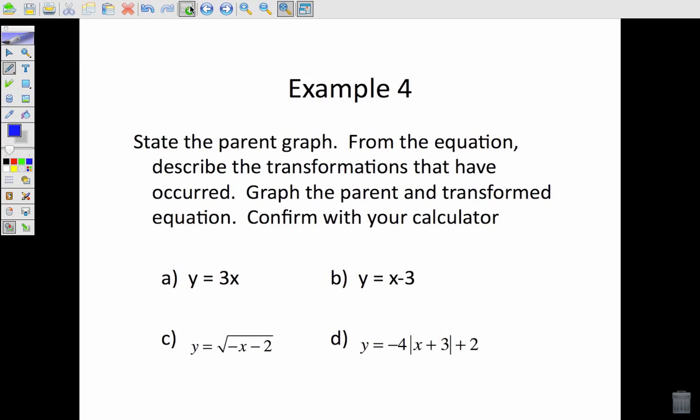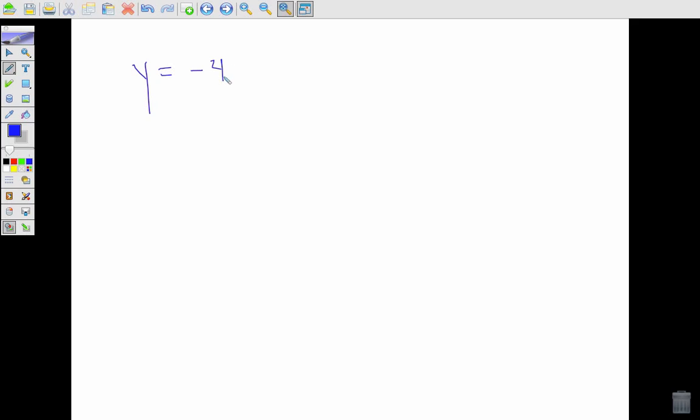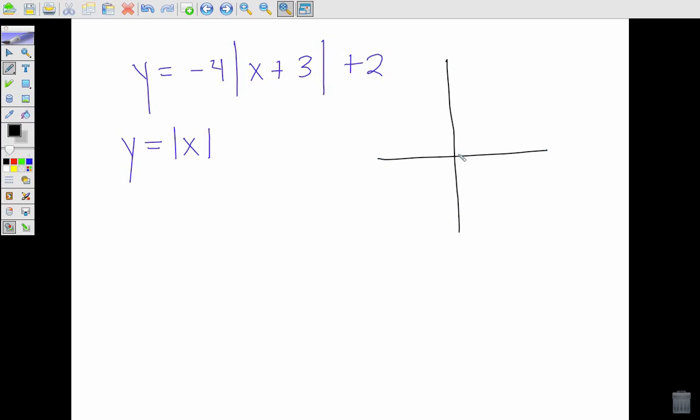All right, I think we got one more here. y equals -4 times the absolute value of x plus 3, and then plus 2. So the parent function would be y equals the absolute value of x. Let's go ahead and graph that. V-shaped there in quadrants 1 and 2. All right, first thing we're going to do is, because it's negative out in front here, we're going to reflect it. So it actually is going to open down like this.